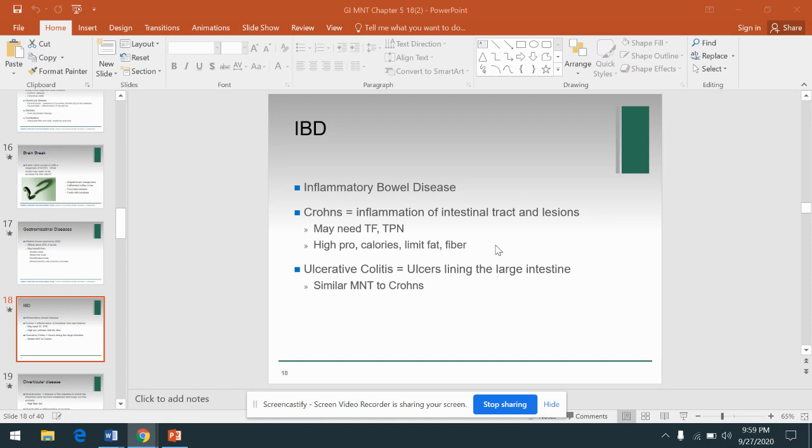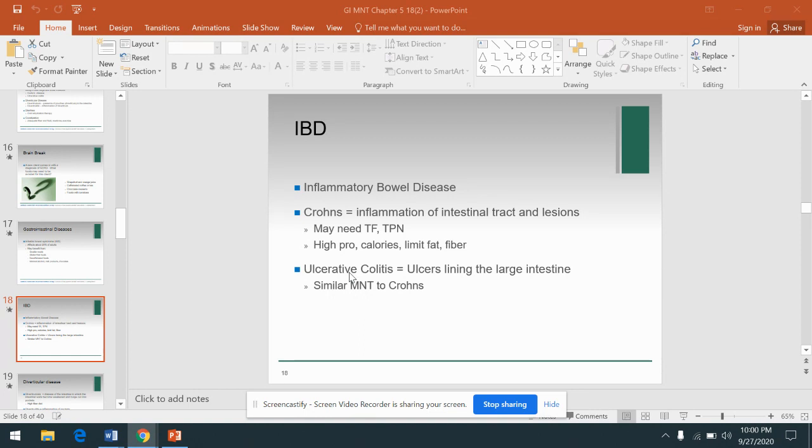Okay. So if you were asked on a test, hello, clue, what is the main difference between Crohn's and ulcerative colitis? The main difference would be that Crohn's can pop up anywhere along your GI tract, where ulcerative colitis is located only in the colon or the large intestine.